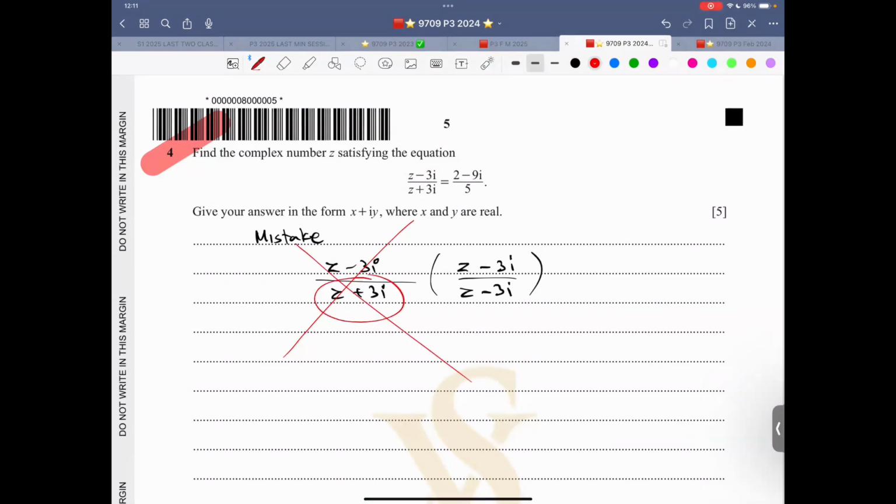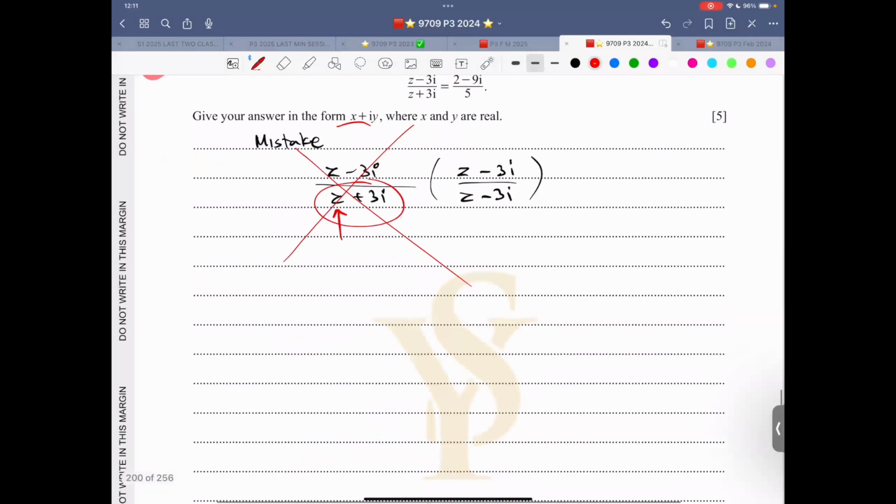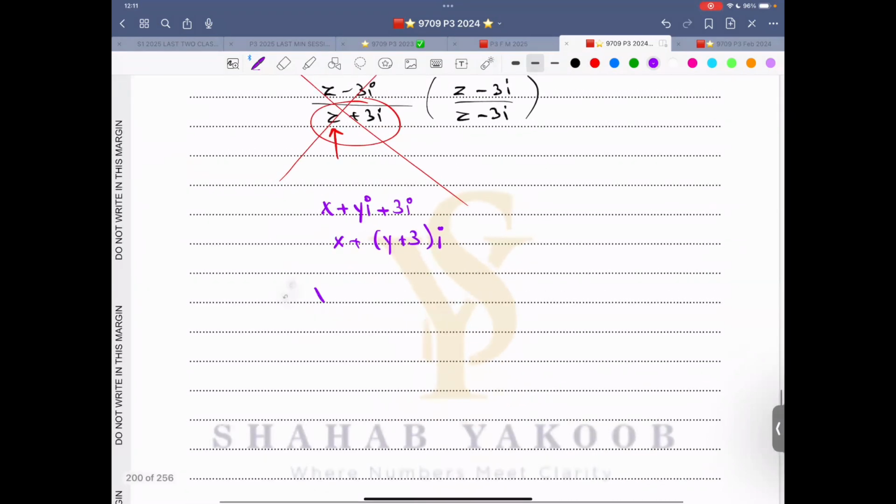Because this Z is itself a complex number. This is not 4 plus 3i. This is Z plus 3i. Z has this thing in it. Now, first thing, if someone wants to rationalize, I'll write x plus iy plus 3i. That is x plus y plus 3i. And then I will write x plus iy minus 3y divided by x plus y plus 3i.